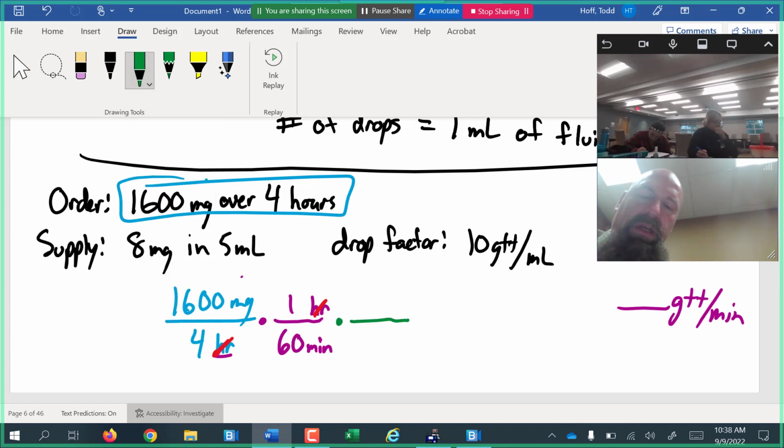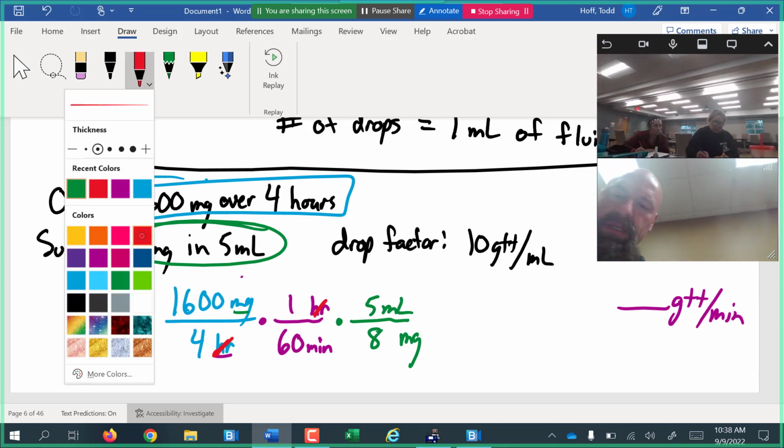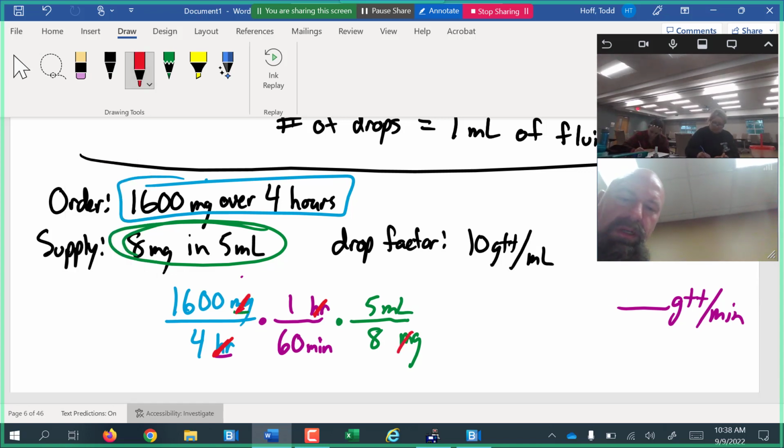Now we look at the top unit. We have milligrams right now. We need to get rid of those, so I'm going to put milligrams on bottom. And we have this equivalency off the label of our supply: 8 milligrams is equal to 5 milliliters. So the milligrams have canceled out, and what we have right now is milliliters per minute.